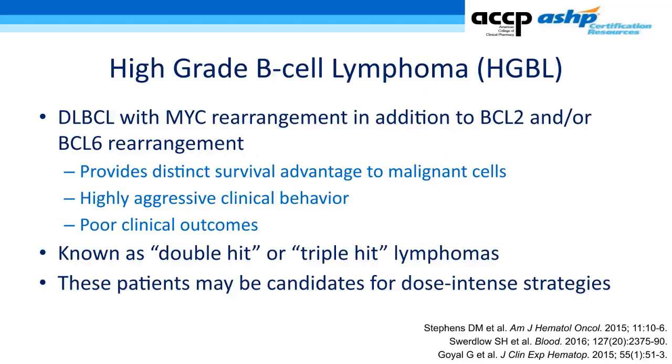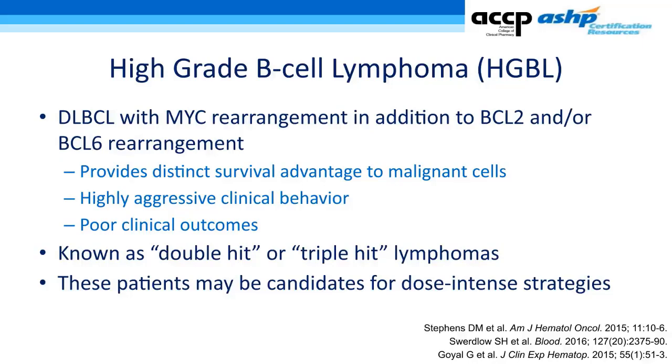The niche for dose-adjusted R-EPOCH and other more intensive chemotherapy regimens is very likely in what we now call high-grade B-cell lymphoma. So these would be patients with diffuse large B-cell lymphoma who have a rearrangement in the MYC region, in addition to rearrangements in BCL2 and/or BCL6. So these rearrangements provide a distinct survival advantage to these malignant cells. The MYC rearrangement is an oncogene, and the BCL2 and 6 rearrangements are tumor suppressor genes. So rearrangements in either of those areas lead to a highly aggressive clinical course and very poor clinical outcomes.